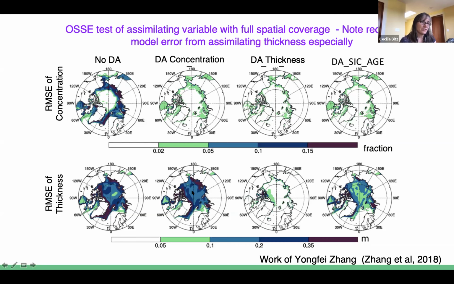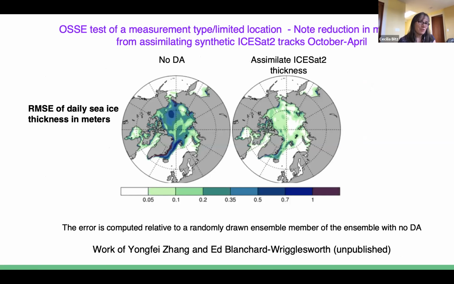Well, sea ice concentration doesn't improve the thickness in the model much at all, but obviously, assimilating thickness improves thickness, and assimilating age does a pretty good job. So age we might be able to get from observations with satellites that can measure the sea ice roughness.